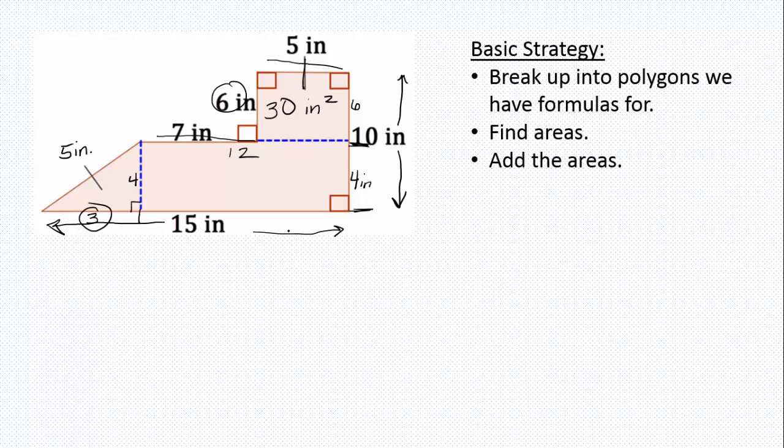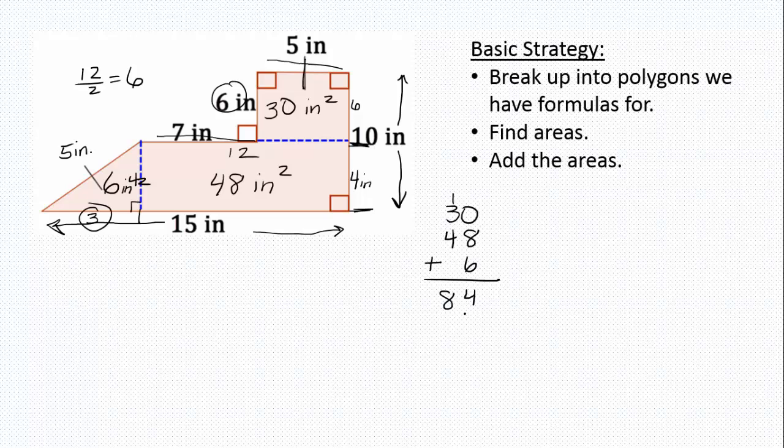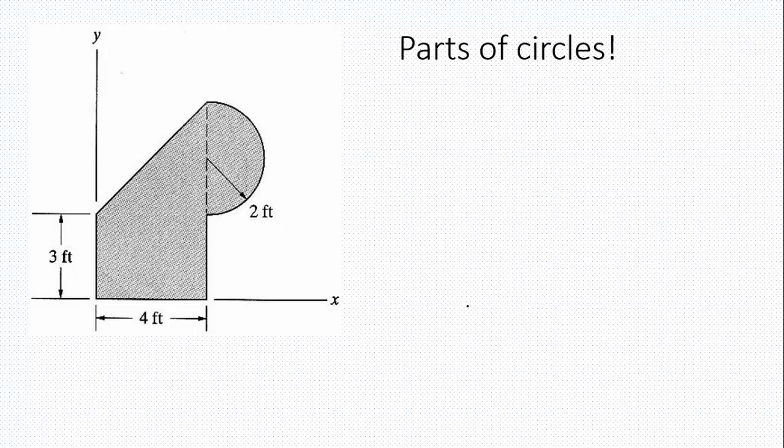So I think we've got everything we need. The big rectangle is 4 by 12, so that has an area of 48 square inches. And then our right triangle is 3 by 4, so 3 times 4 is 12. Half of 12 is 6, and triangles are always half. So now we just add all these things up. We've got 30, 48, and 6. And that is 84 square inches. Done.